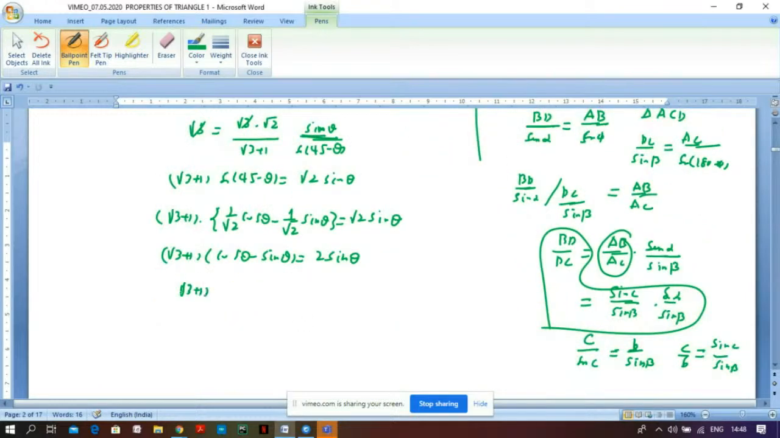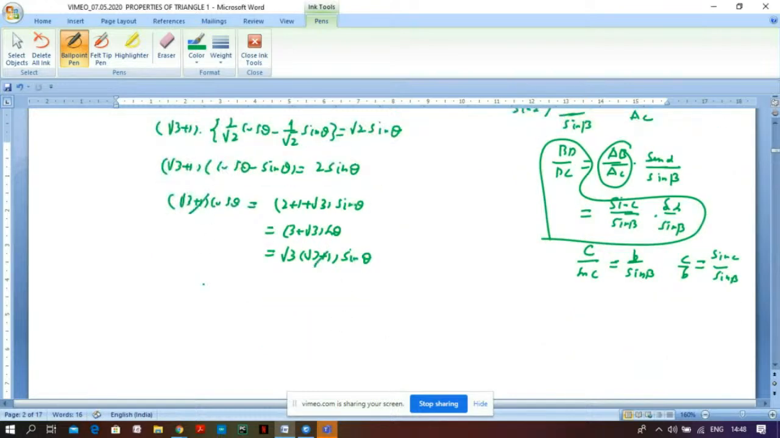Let's collect the coefficients. So root 3 plus 1 cos theta is here, and we have got 2 plus 1 plus root 3 sine of theta. That becomes 3 plus root 3 sine theta. I can factor a root 3 and I'll be left with root 3 plus 1 times sine of theta. And this cancels out, it's not 0. And then we are getting tan of theta is 1 over root 3, giving you, because you are dealing with a triangle, theta is nothing but a 30-degree angle. So this is your answer to the question, that theta is 30.